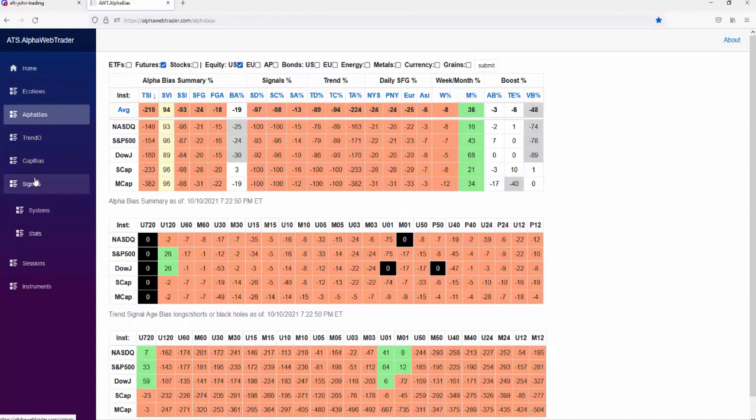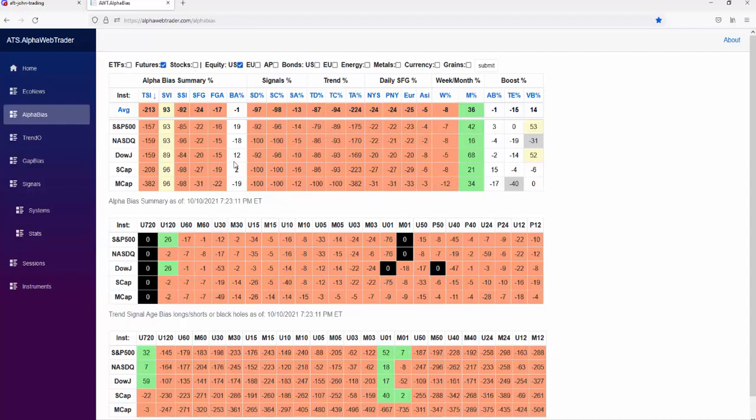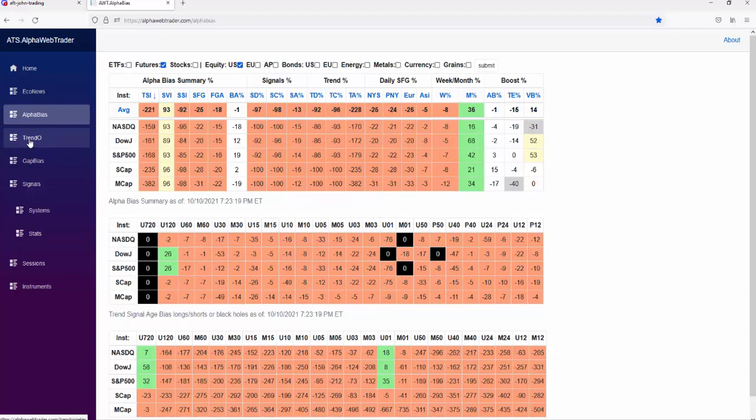But what I want to focus on, a couple of things here, and that is first the alpha bias. So market has opened up. It's Sunday evening now, and you see almost everything is red here. And it looks like mid caps and small caps are the weaker markets here. Your Nasdaq's a little bit stronger, even though everything is negative here. That tells us that we want to be focusing on the short side, and maybe ignoring any long breakouts that happen.